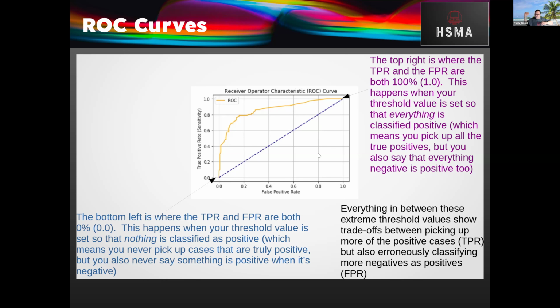So everything in between those two extreme threshold values basically represents a trade-off between picking up more of the positive cases, the true positive rate, but also erroneously classifying more negatives as positives. So there's a trade-off decision, and you'll very often be making trade-off decisions. If I set the threshold to here, I will pick up more people that survived, but it also means more people that died, I would say they survived. And depending on what you're trying to classify, your trade-off decision may vary.